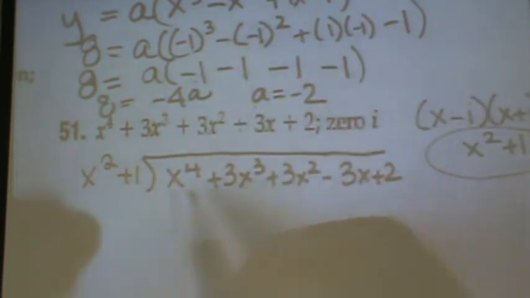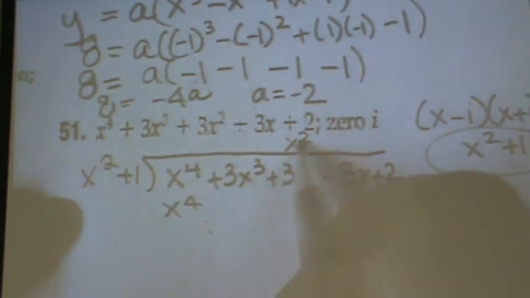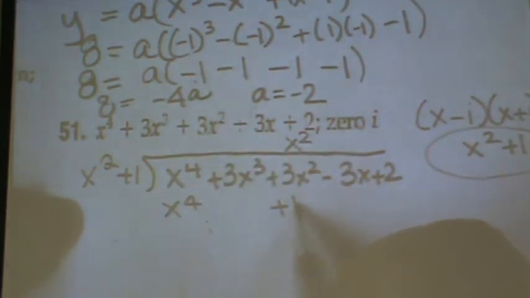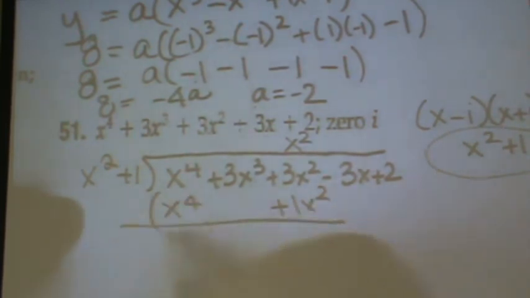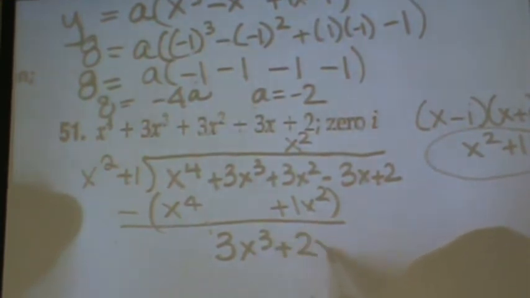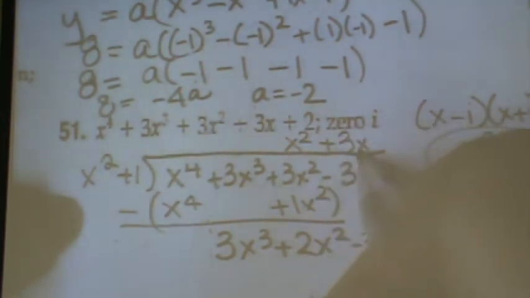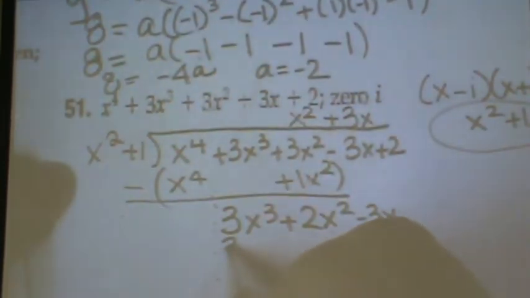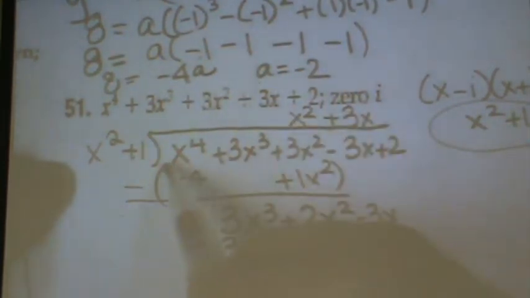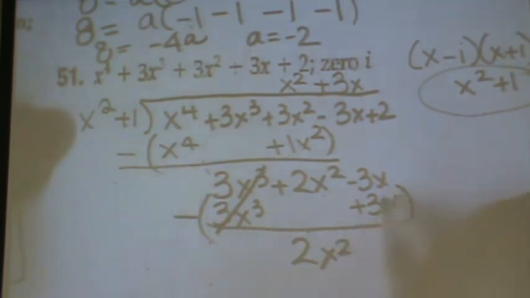X squared times what is x to the fourth? It would be x squared. X squared times x squared is x to the fourth, and then plus 1x squared. So when you subtract, you get 3x cubed plus 2x squared minus 3x. You're subtracting this, you get 2x squared, and bring down negative 3x. So now we need a 3x. 3x times x squared is 3x cubed, and then plus 3x. Okay, so when you subtract, these cancel, you have 2x squared.